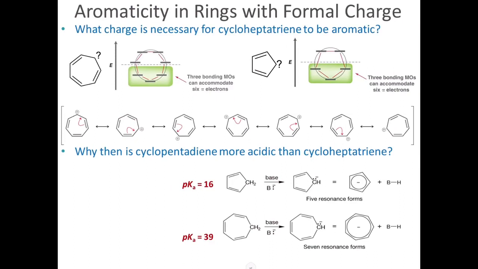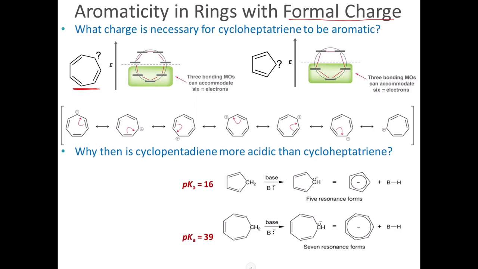Now let us look at the aromaticity in rings with formal charge. This is a 7-membered ring. If we want it to be aromatic, what kind of charge is it likely to have? If we give it a negative charge, what's going to happen? That means we're going to create 2 lone pairs there. So we're going to have 1, 2, 3, 4. Well, that is an even number of electron pairs. So that's going to make it non-aromatic. Well, I mean anti-aromatic.